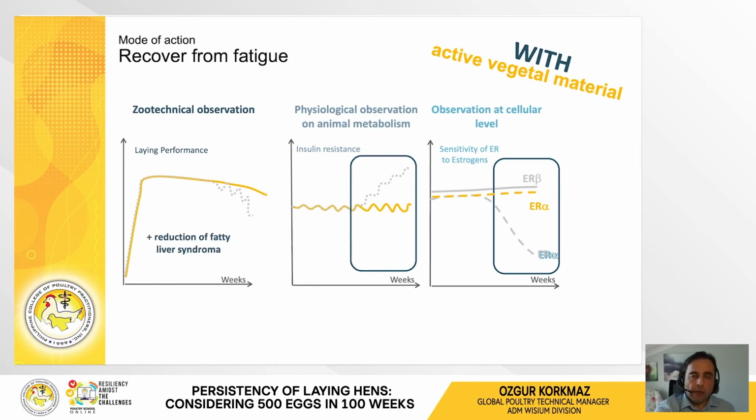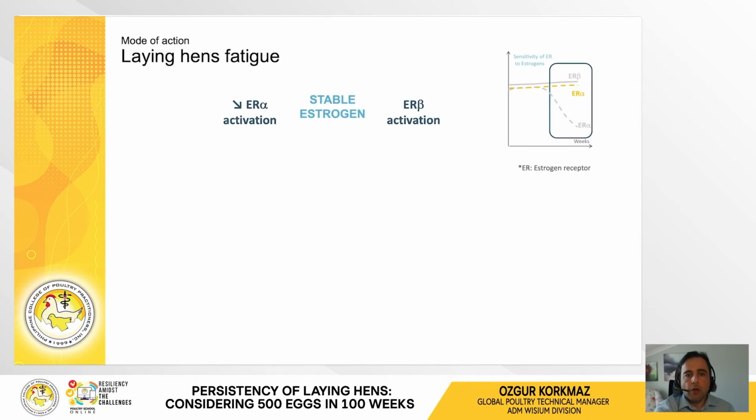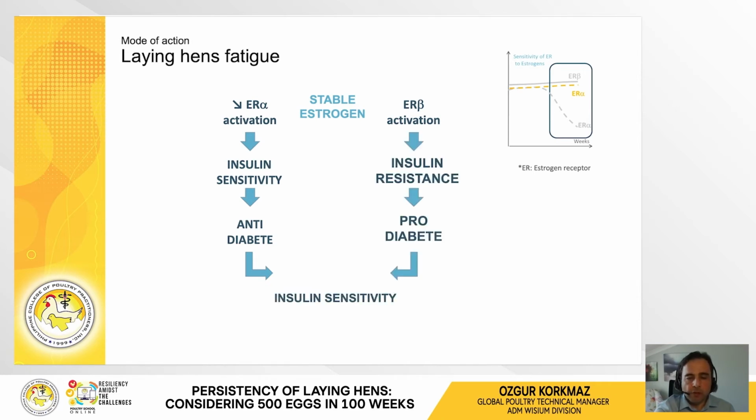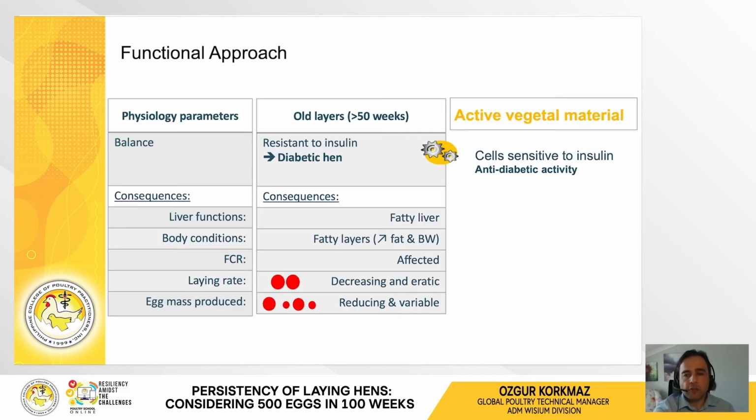And also another benefit of this active vegetal material: it reduces fatty liver syndrome. Estrogen alpha activation and estrogen beta activation are working synchronized to control glucose level in the animal, and insulin sensitivity is controlled by this active vegetal material.